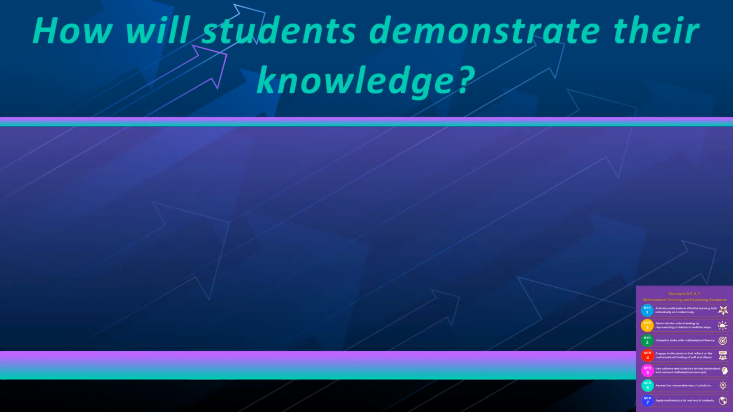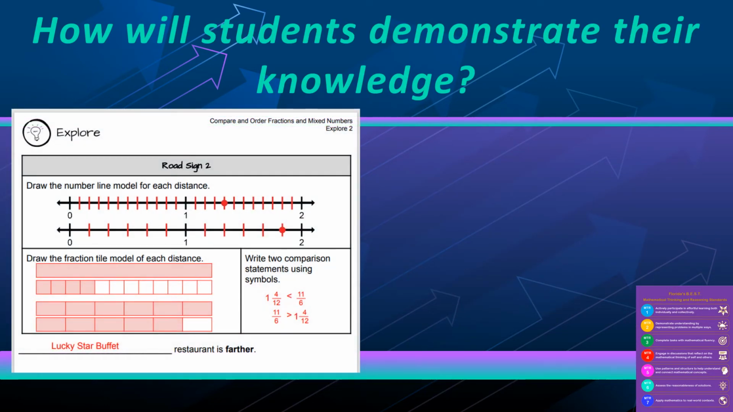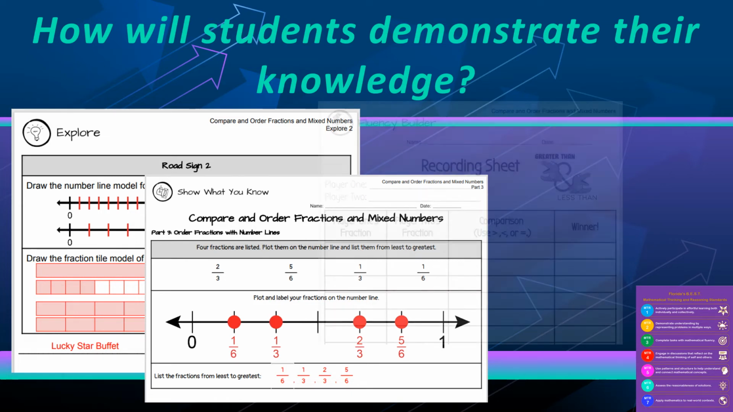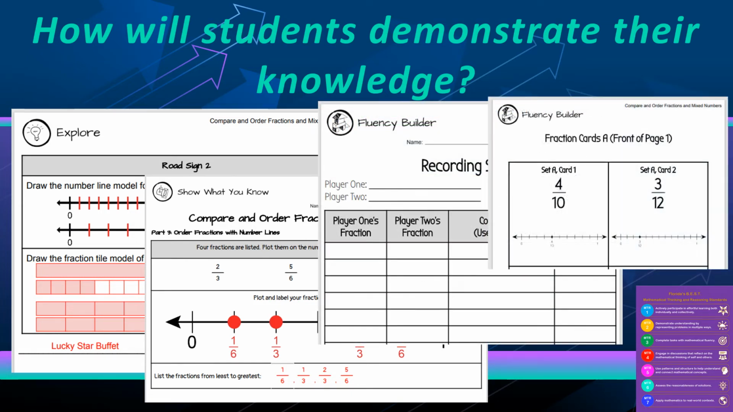How will students demonstrate their knowledge? Here are a few ideas from STEMscopes. This one shows number lines and using fraction tiles, writing the comparison of the fractions. Another comparing and ordering fractions, show what you know from STEMscopes, as well as a fluency builder from STEMscopes, so students can also show it in a game mode. The MTRs that would go along with this part would be 1, 2, 3, 4, 5, and 7.